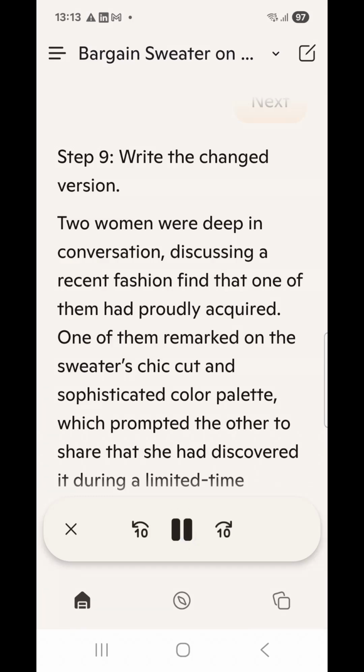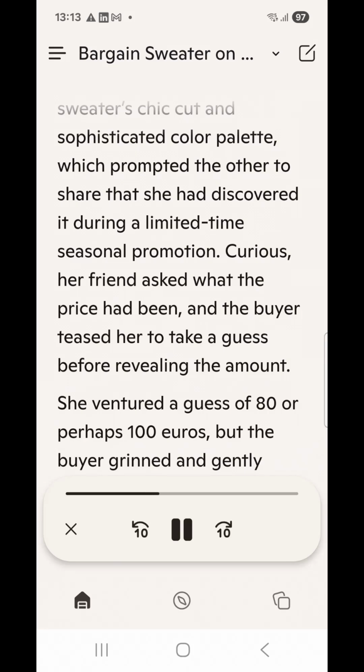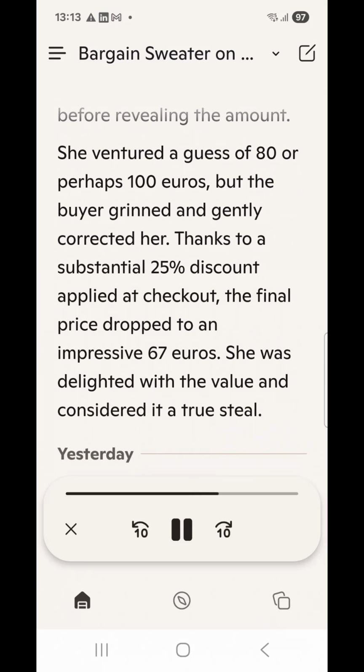One of them remarked on the sweater's chic cut and sophisticated color palette, which prompted the other to share that she had discovered it during a limited time seasonal promotion. Curious, her friend asked what the price had been, and the buyer teased her to take a guess before revealing the amount. She ventured a guess of 80 or perhaps €100, but the buyer grinned and gently corrected her. Thanks to a substantial 25% discount applied at checkout, the final price dropped to an impressive €67. She was delighted with the value and considered it a true steal.